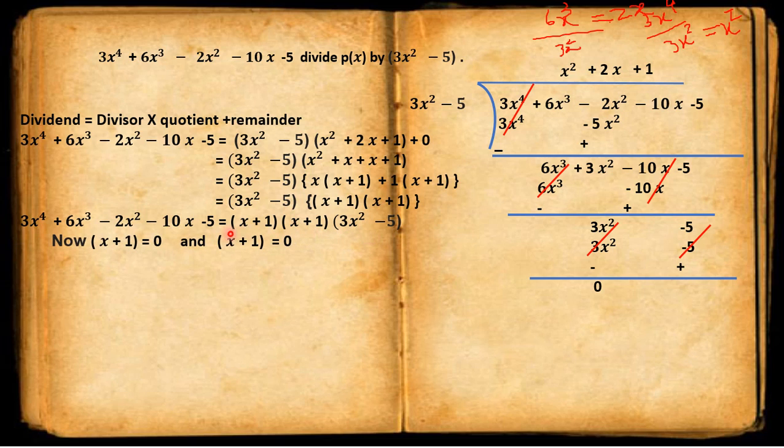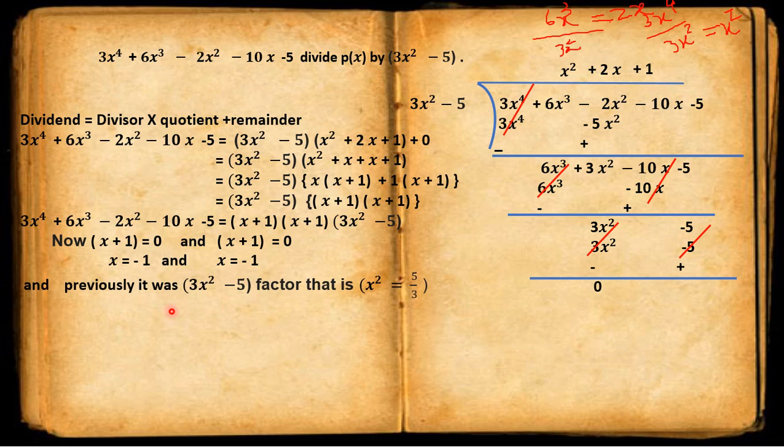Now if x plus 1 is 0 and this x plus 1 is also 0, so we get x is equal to minus 1 for both the factors. So here what we can say, as it was given that 3x square minus 5, we divided this polynomial by 3x square minus 5, we get remainder is 0. That means 3x square minus 5 is the factor.